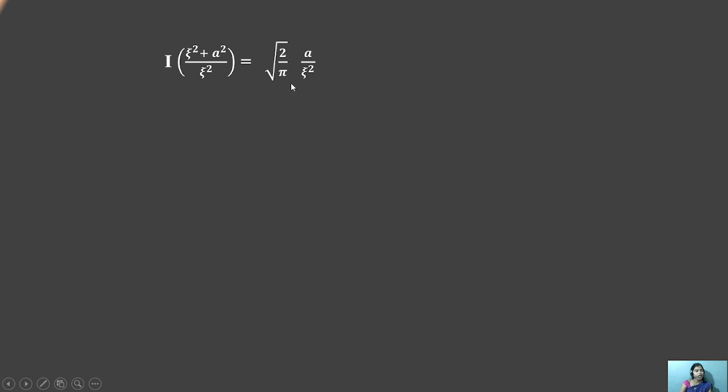Then I is common, and this part of xi will be converted as a multiplication of both terms, so 1 plus the value will be generated in both terms. I is common, and this will be that term, that is square root of 2 by pi, a upon xi squared plus a squared. By solving the equation, I is called the Fourier cosine transform, that is f of t, xi equals square root of 2 by pi, a upon xi squared plus a squared. By using this formula the value is given.